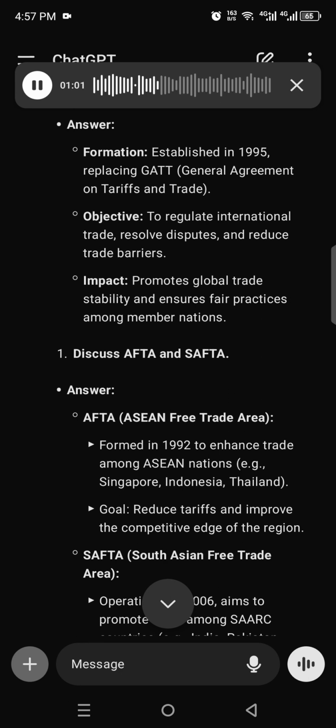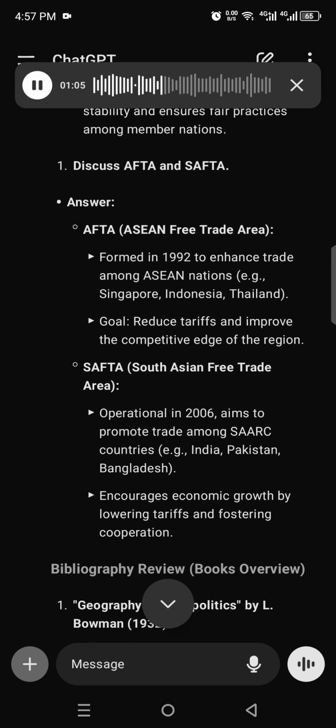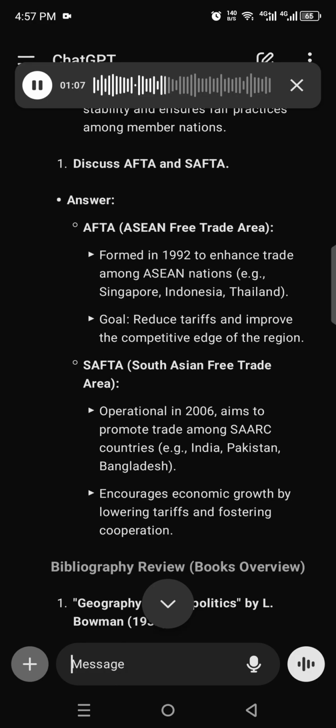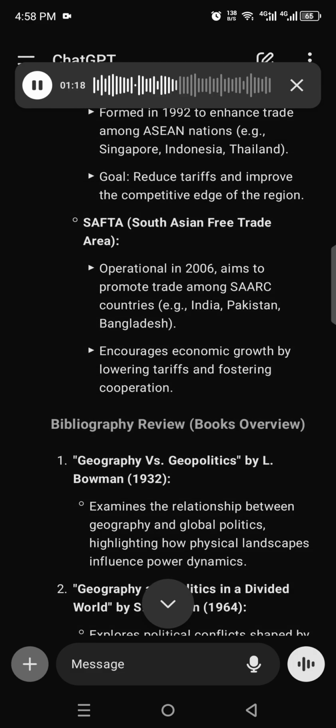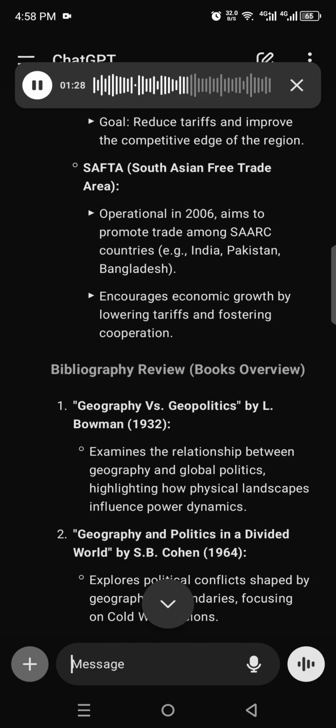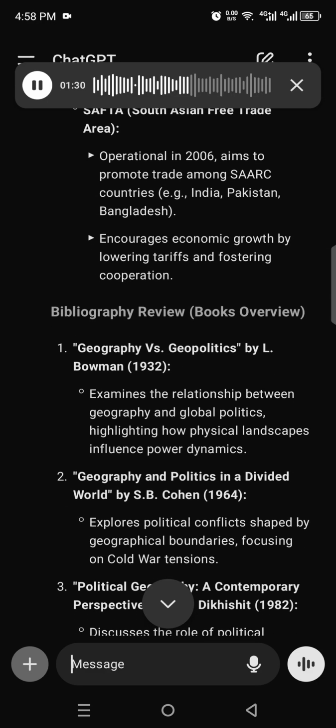14. Discuss AFTA and SAFTA. Answer. AFTA, ASEAN Free Trade Area, formed in 1992 to enhance trade among ASEAN nations, e.g. Singapore, Indonesia, Thailand. Goal: reduce tariffs and improve the competitive edge of the region. SAFTA, South Asian Free Trade Area, operational in 2006, aims to promote trade among SAARC countries, e.g. India, Pakistan, Bangladesh. Encourages economic growth by lowering tariffs and fostering cooperation.